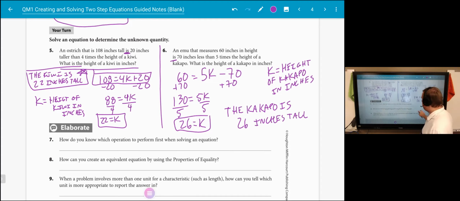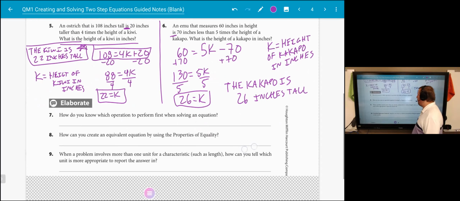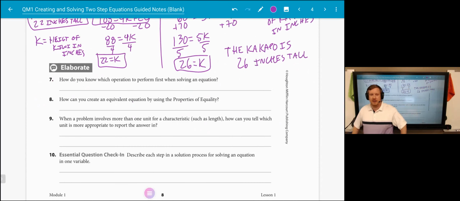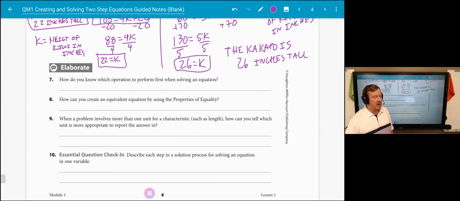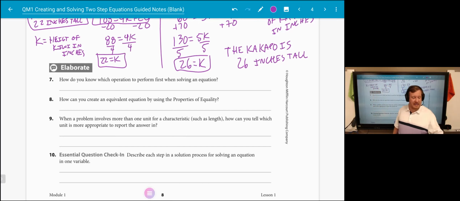How do you know which operation to perform first when solving an equation? You're undoing the last thing that you would have done. How can you create an equivalent equation by using the properties of equality? Because if you do the same thing to both sides, it's going to turn out the same. Okay. We'll talk about 9 later.